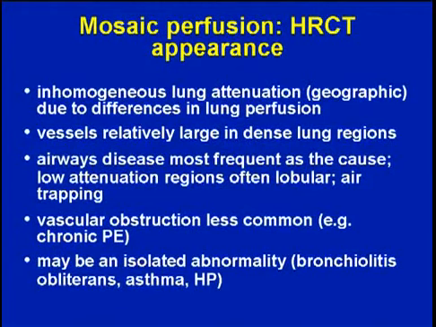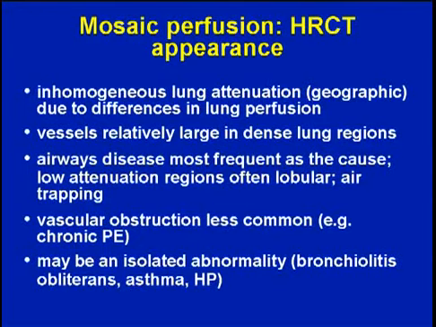Mosaic perfusion represents inhomogeneous lung attenuation, usually geographic, due to differences in lung perfusion. About half the density of lung is blood. If you reduce perfusion to a specific lung region, its attenuation will decrease as well, with vessels appearing relatively large in the dense lung regions, reflecting the difference in perfusion. Airways disease is most frequent as the cause. The low attenuation regions are often lobular in patients with airways disease as a cause of mosaic perfusion, and air trapping is visible if you use expiratory scans.